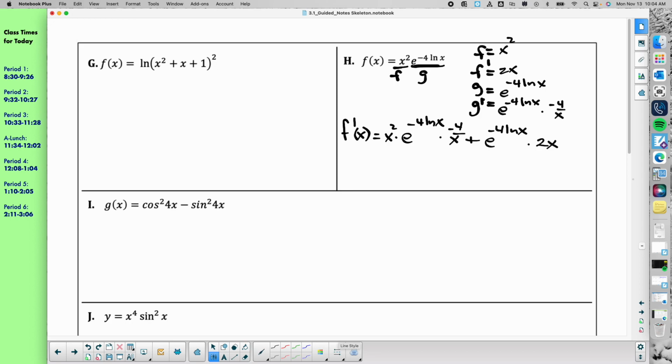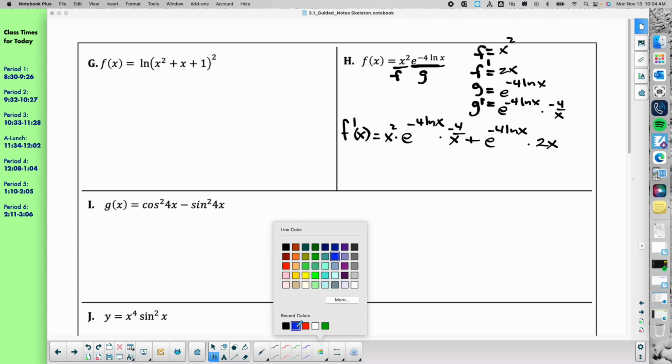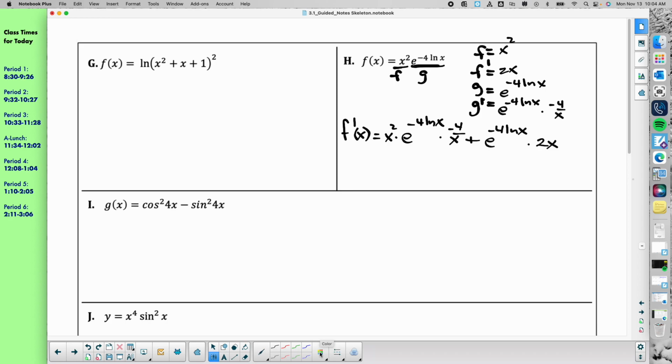Okay, that's the correct product rule. What I want you guys to focus on is how to simplify it. There's where I got the parts from, if you need it.